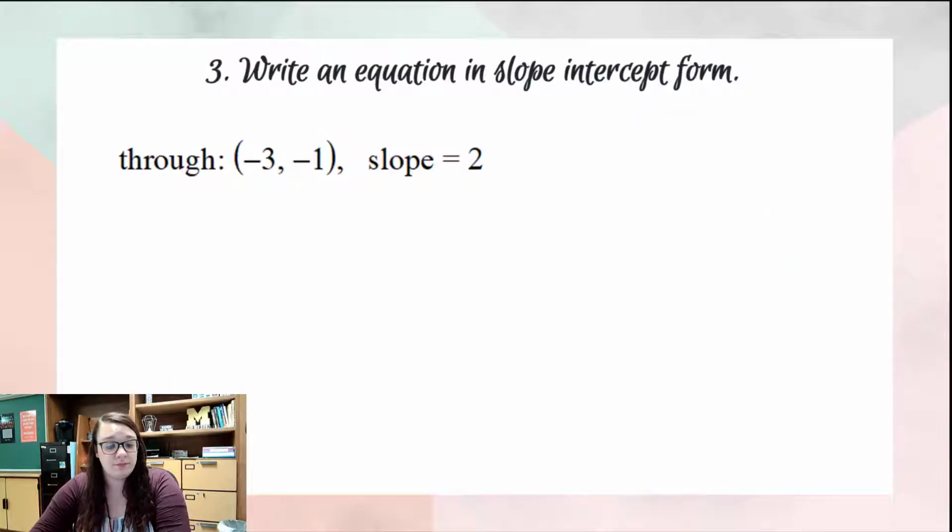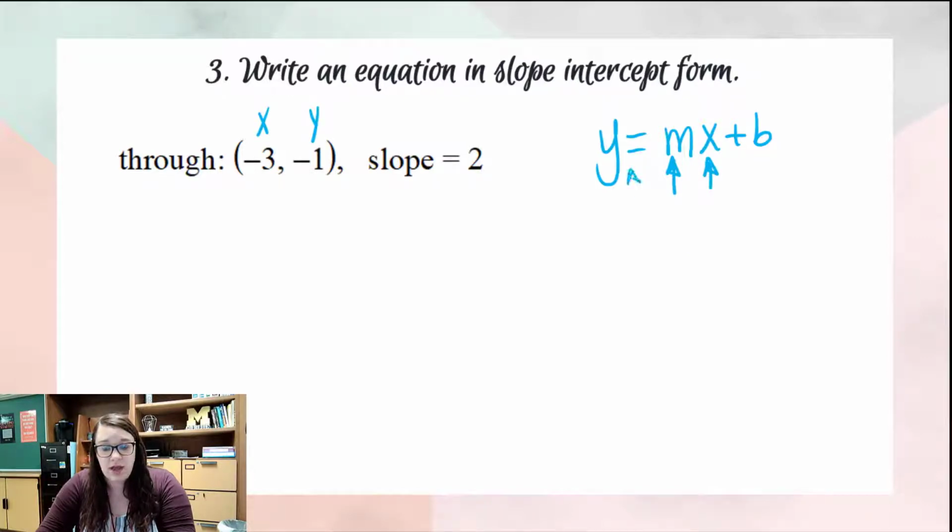Let's try another. This one, we're given a point and the slope. So if I'm looking at my y equals mx plus b equation, I already have an m, and I also have an x and a y that have been given to me. I just don't have the y-intercept yet. So let's plug the things in that we do have.